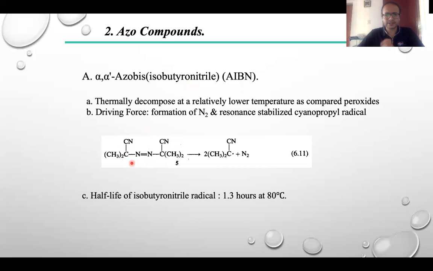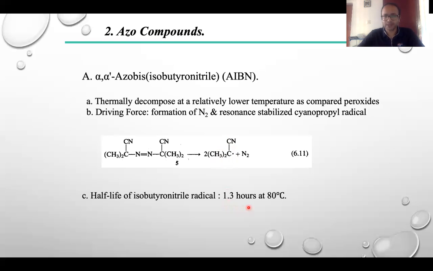And the major way in which the radical is produced is by thermal decomposition. So when you heat this particular compound in the polymerization reaction mixture, homolysis of the C-N bonds happens. When homolysis happens, the nitrogen molecule escapes, and as we know, two radicals are formed in the process. So we are generating this isobutyronitrile radical. And this particular radical is quite stable. As you can see, it is stabilized by hyperconjugation, as well as by resonance with the nitrile group. So that is why this radical has a very good half-life of approximately 1.3 hours.